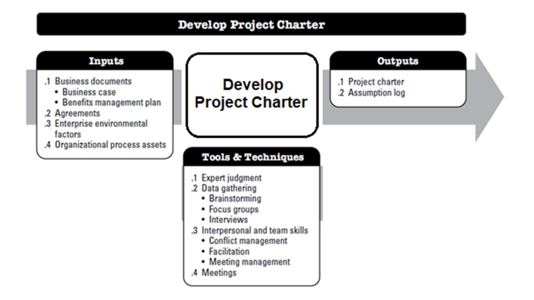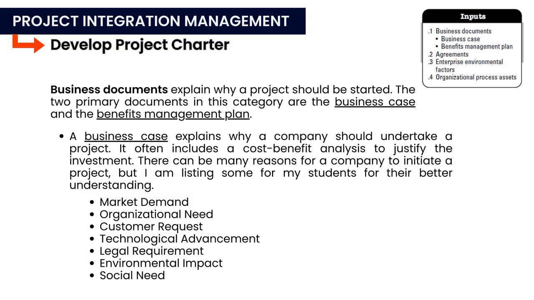The first thing is the business documents. Business document explains why a project should be started. The two primary documents in this category are the business case and the benefits management plan. A business case explains why a company should undertake a project. It often includes a cost-benefit analysis to justify the investment.